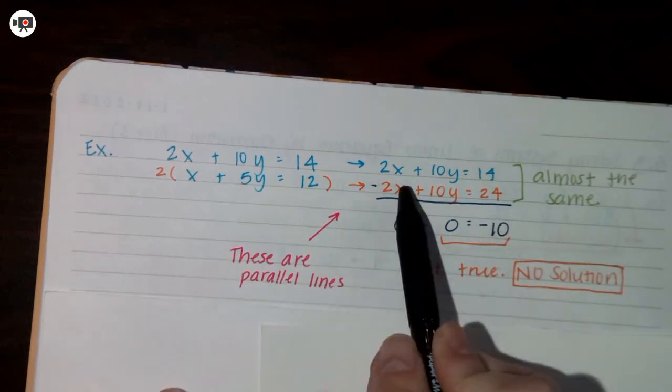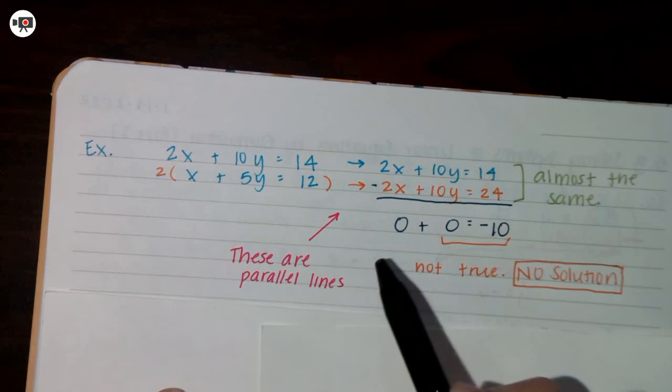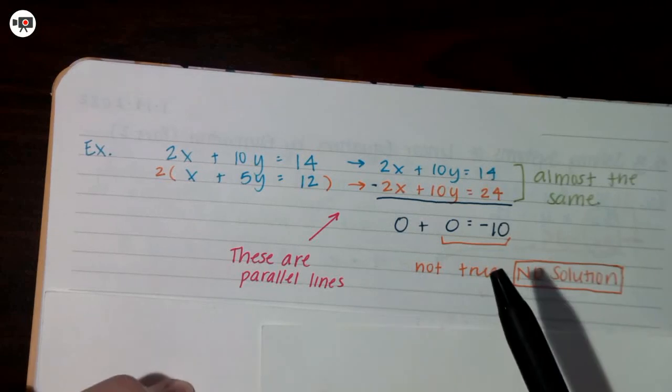These are going to be parallel lines. Parallel lines will never intersect. They will never have a point in common.